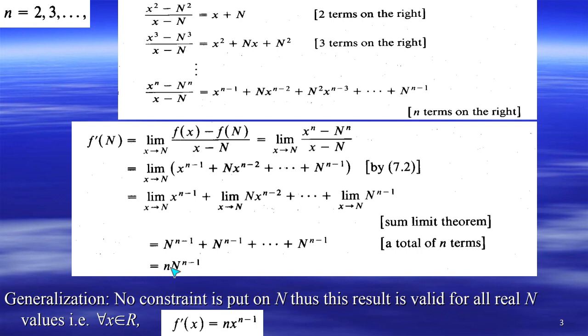But we have to generalize. No constraint is put on N, thus this result is valid for all real values. That's to say, for all real x's, f prime of x is equal to n times x to the power n minus 1. That was what we had to prove. We have proven. Great.